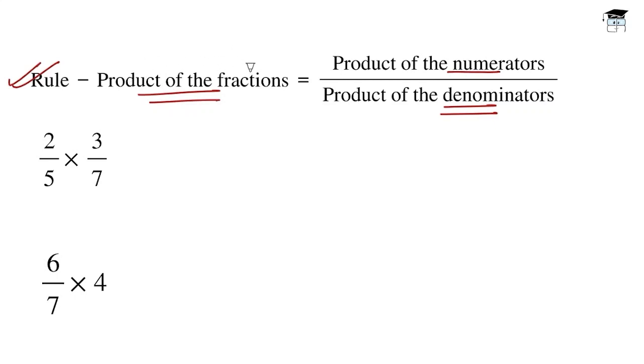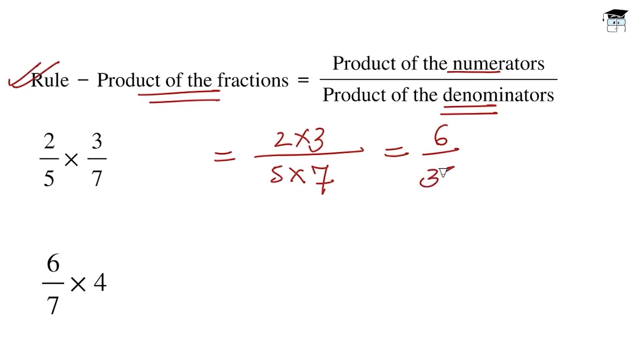For example, if you want to multiply 2 by 5 with 3 by 7, you are just going to follow this rule, which means that the product of the fractions, that means the answer, is the product of numerators, that means 2 into 3, over the product of denominators, which is 5 into 7. So this is 6 by 35. So this is your answer. It is so easy. You just have to multiply the numerators and multiply the denominators, and that is your answer.